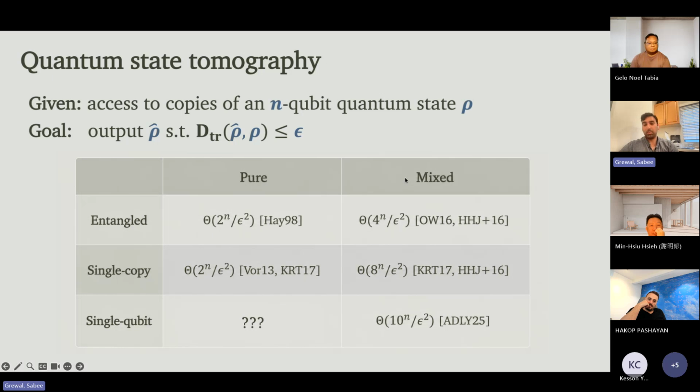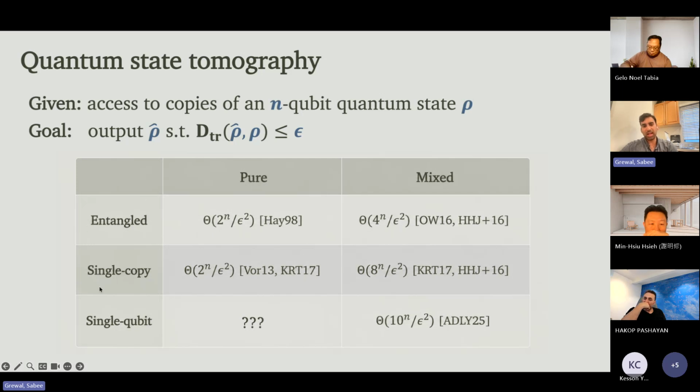Now, the problem we're going to think about in this talk is the special case where rho is assumed to be a pure state, or promised to be a pure state. So we're trying to solve this tomography problem, and we're promised that rho is rank 1. And in this case, you can see that you get no advantage from using entangled measurements.